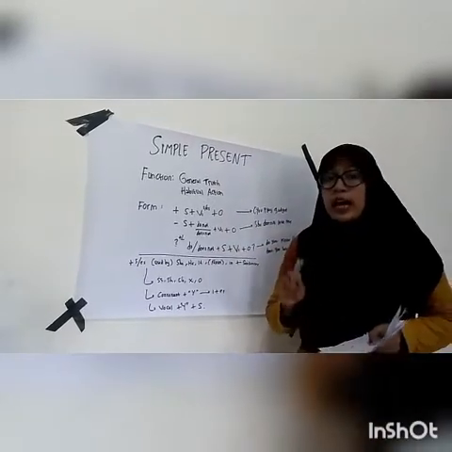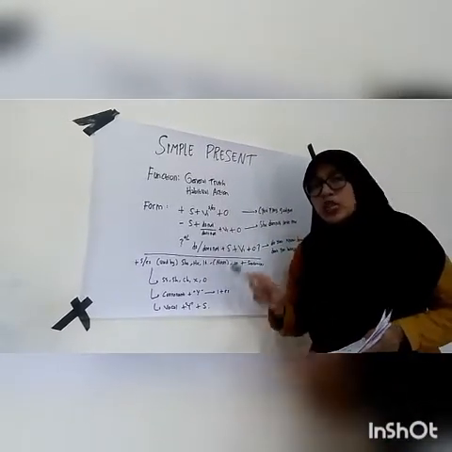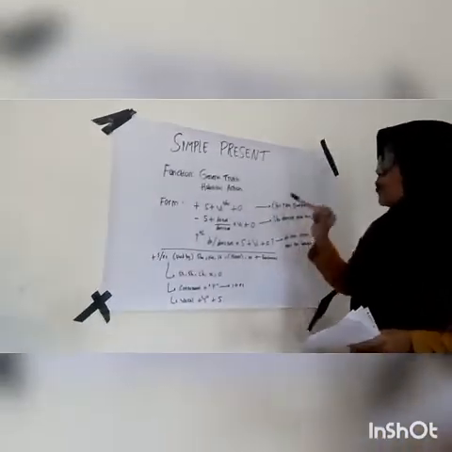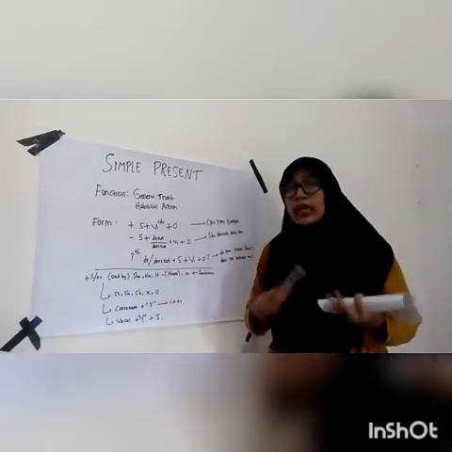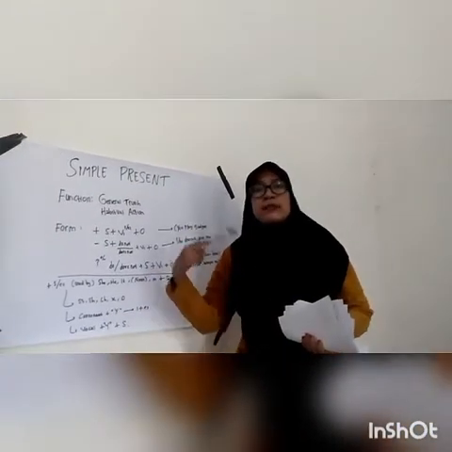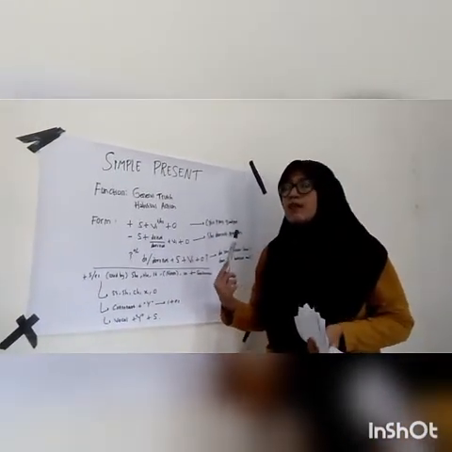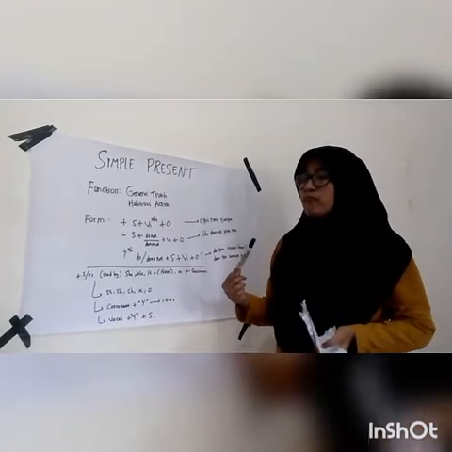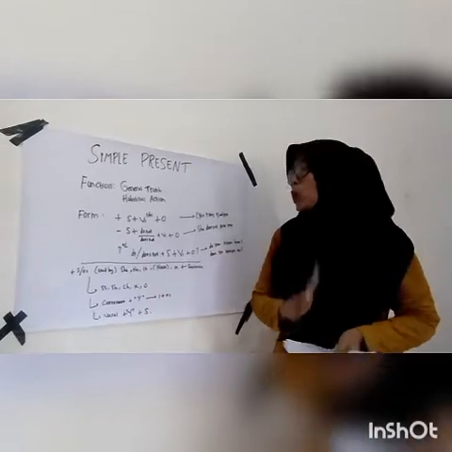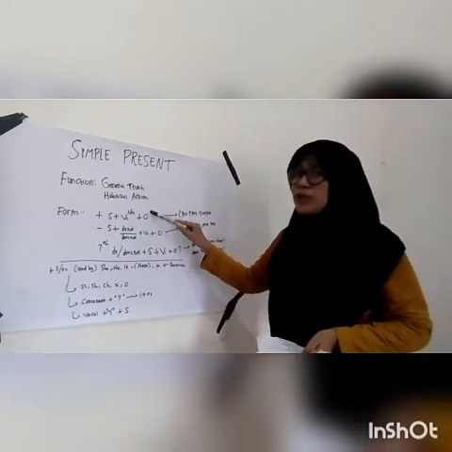Subject is like I, you, we, they, she, he, it. And verb 1 is eat, write, listen, speak, fly, yes, something like that, is verb 1 plus object.